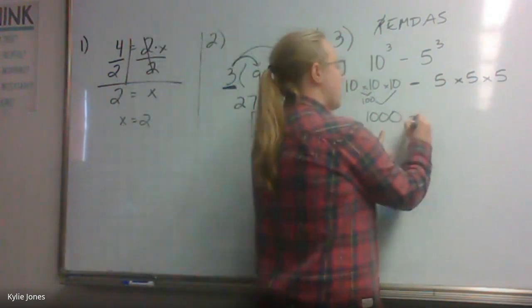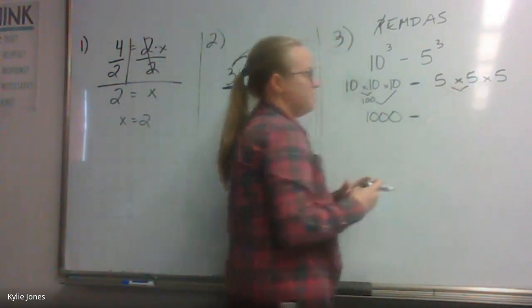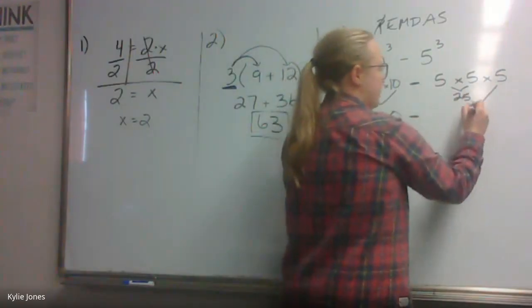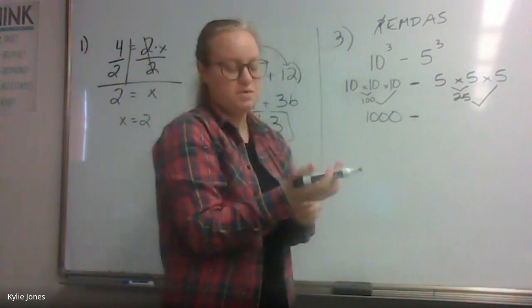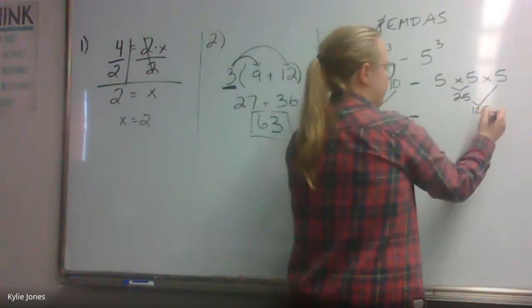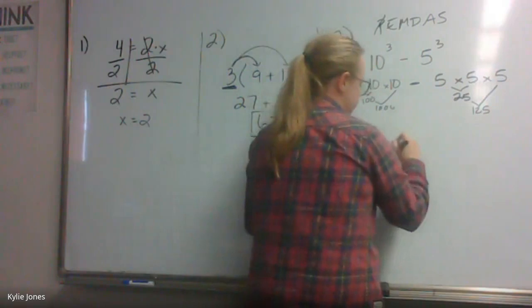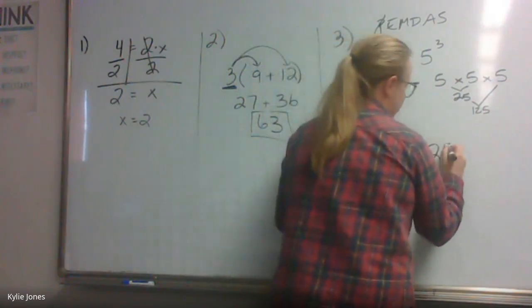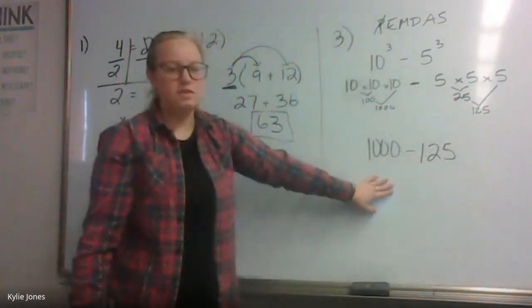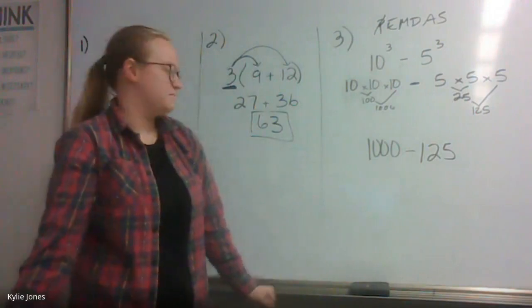And then we need to subtract. What is 5 times 5? 25. And then we need to do 25 times 5. What's 25 times 5? 125. So we are taking, I'm going to write this a little bit differently. We're going to do 1,000 minus 125. So when we do that, what do you get as your final answer here?